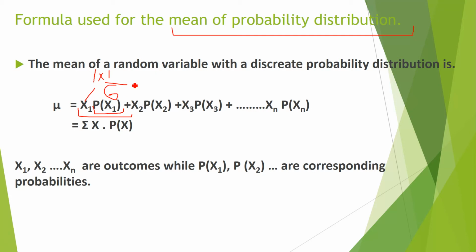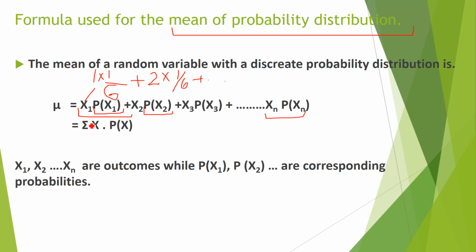Come to the second, plus. Now suppose x2, our outcome is 2. What is the probability? You have to multiply, right? We represent it by a dot multiplication or by this cross sign, both are the same. What is the probability in the case of a die that 2 will come? So you have to say 1 by 6. Same thing for 3 and so on, up to xn.